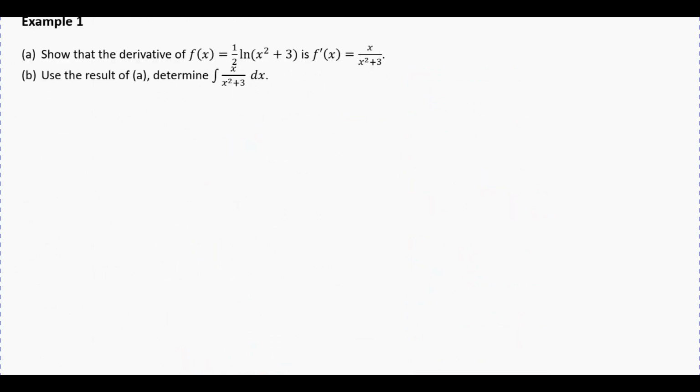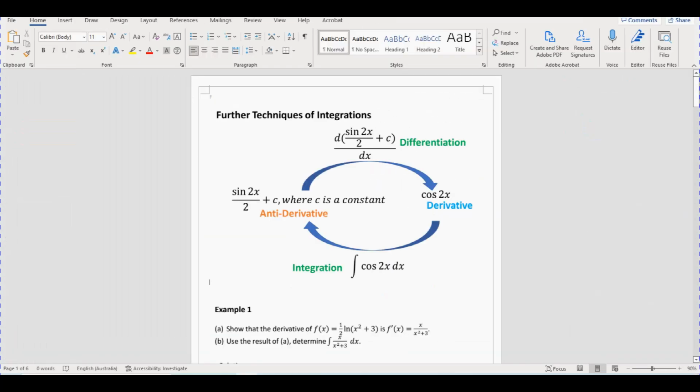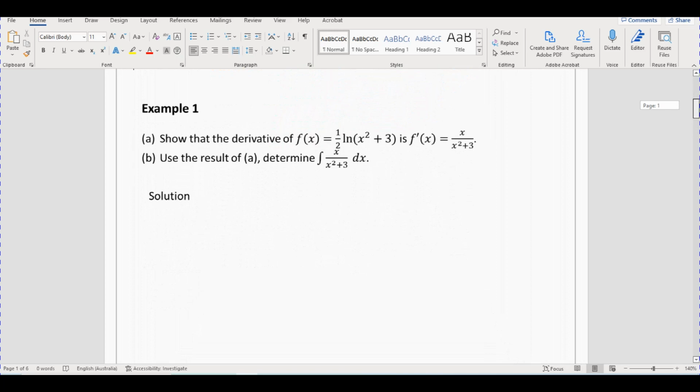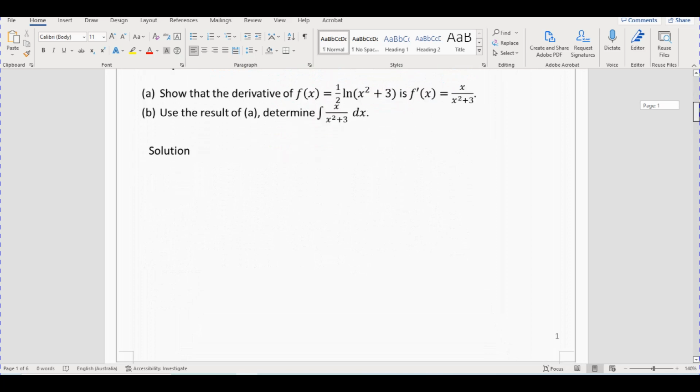Let's see the first example. You can see that f(x) equals half log of x squared plus 3. In part A, I'm asking you to find the derivative of f(x) and show that the derivative is x over x squared plus 3. Show means a proof. You need to prove that. I trust most of you can do that. Let me go to my handouts and try to get it done. Here's my handout. Let's try to do example 1 over here.